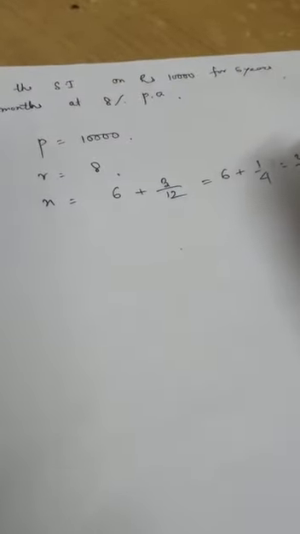Now, first, what is principal? Rupees 10,000. What is rate? 8%. What is time or number of years? 6 years, 3 months. Now, 3 months is 3 by 12 year. That means 6 plus 1 by 4. That means 25 by 4 years.